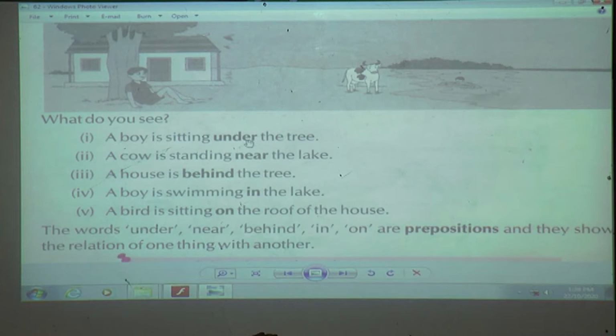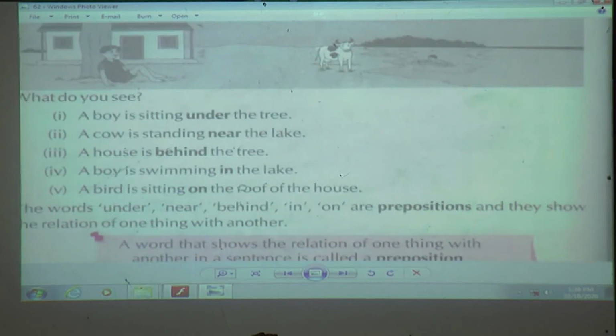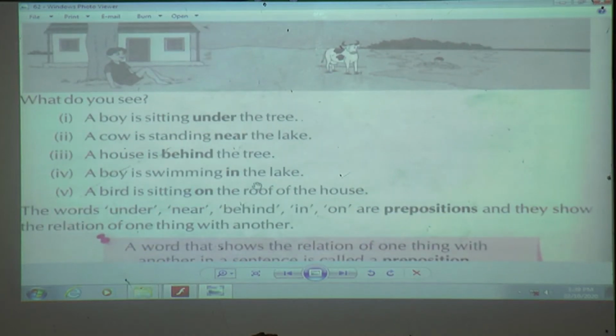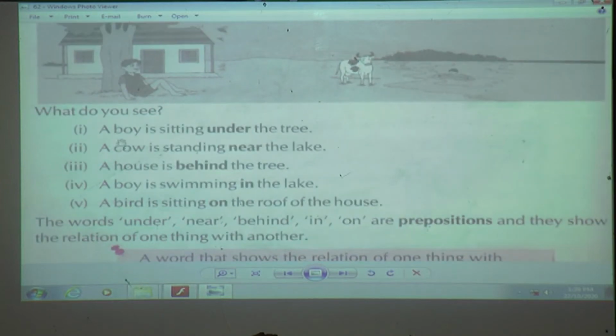Now here you can see the words under, near, behind, in, on. What are they? They are called prepositions. Why are they called prepositions, do you know, students? Because they show the relation of one thing with another. For example, where is the boy sitting? Yes, he is sitting under the tree.